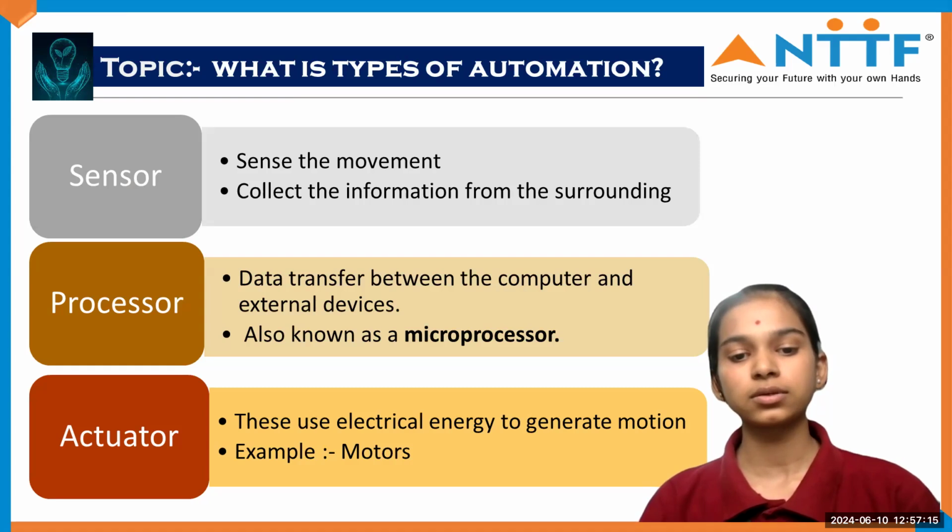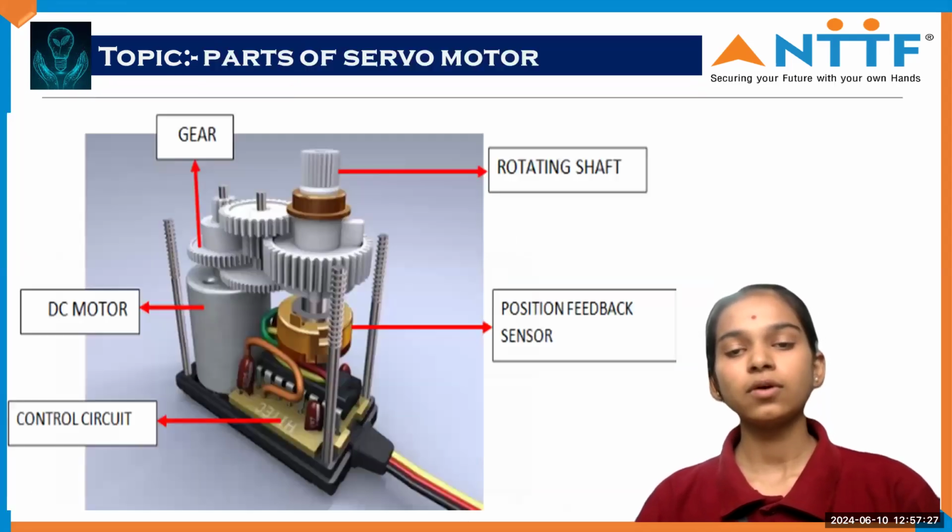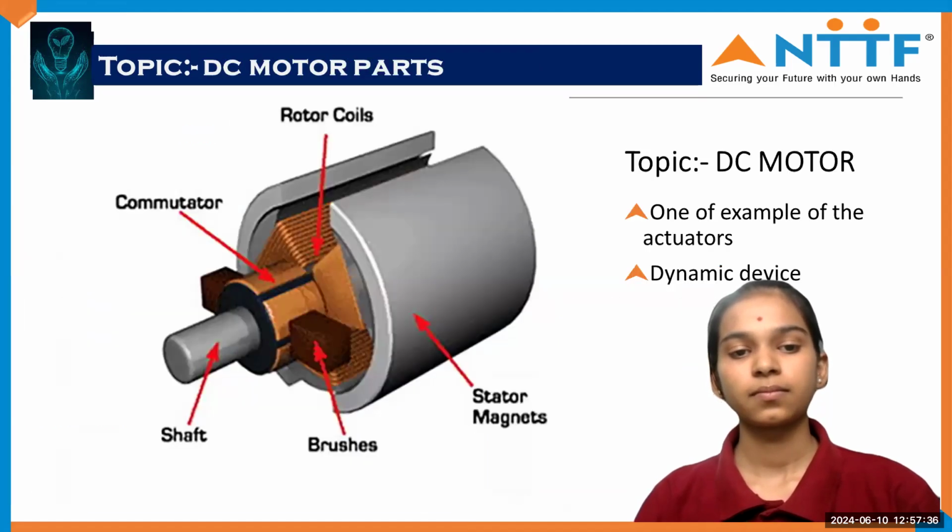For example, a motor. What is a servo motor? A servo motor allows precise control of angular and linear position, speed and torque. It is one of the examples of an actuator. Parts of a servo motor: there are gears, a rotating shaft, a position feedback sensor, a DC motor and one control circuit.